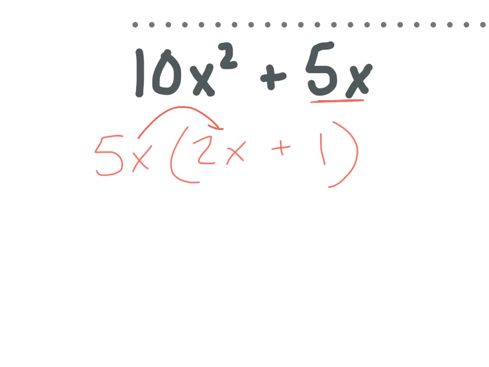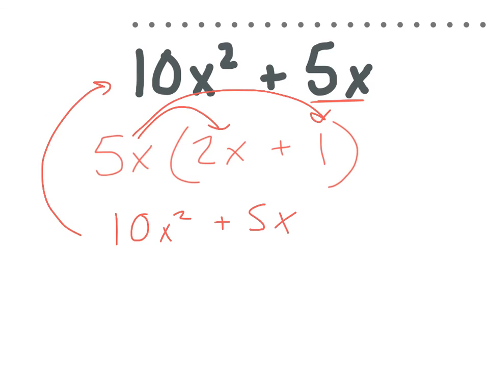So now if we distribute this, just to test our work to see if we did it right, what's 5x times 2x? 10x squared. What's 5x times 1? 5x. So plus 5x. That's the same thing as our original, so we did it right. So you have to make sure that you have that 1. So this was our answer.